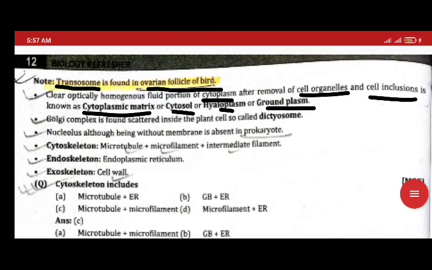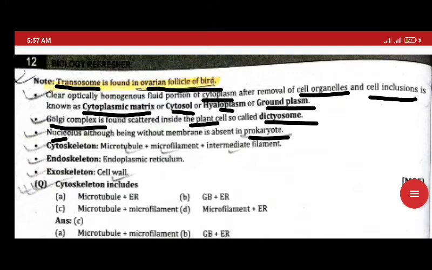Now Golgi complex or Golgi body in plant is known as dictyosome. Nucleus is absent in what? Prokaryotes, as we have discussed in prokaryotic and eukaryotic cells.